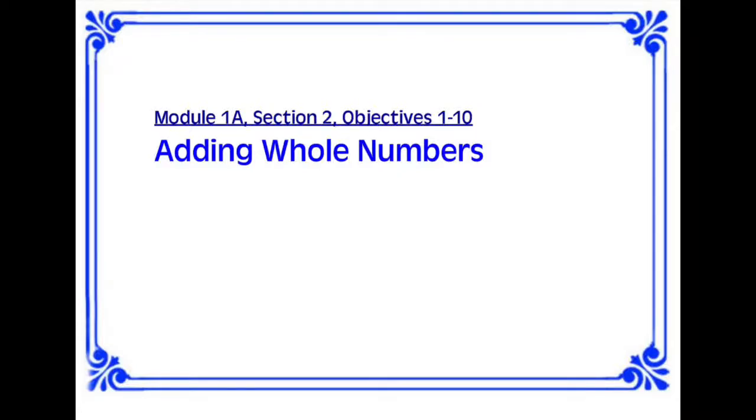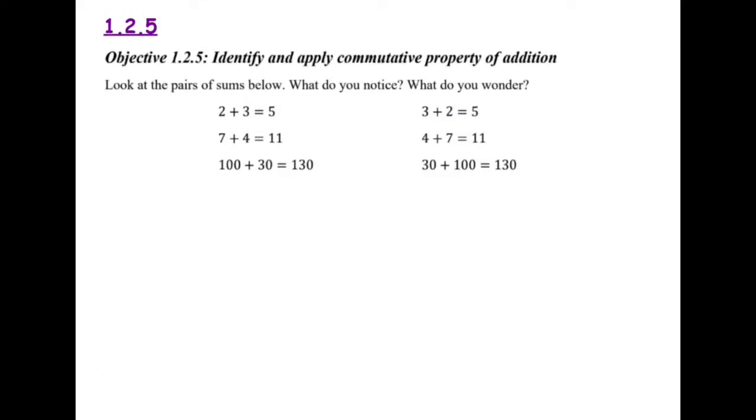Module 1, Section 2, and we're going to concentrate in this video on Objective 5. Objective 5 says identify and apply commutative property of addition. I would have said the commutative property of addition, but that's all right. So the commutative property, okay?